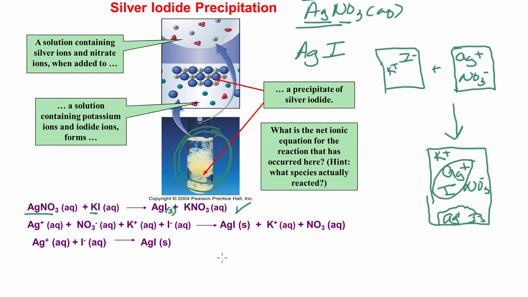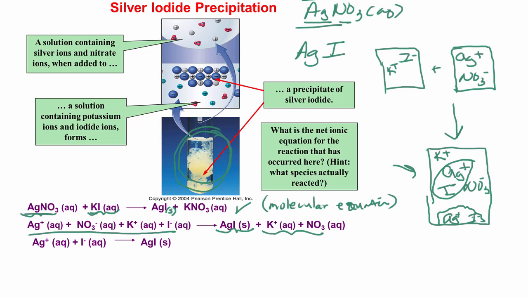I have my overall equation here. They also call this a molecular equation, even though there are no molecules involved, but that's what they call it. So I can write an ionic equation. I know this is dissociated, this is dissociated, so we have silver, nitrate, potassium, and iodide ions. And then as I just showed over here, my silver iodide is a precipitate, it's a solid. And my potassium and nitrate ions are dissociated in the solution.